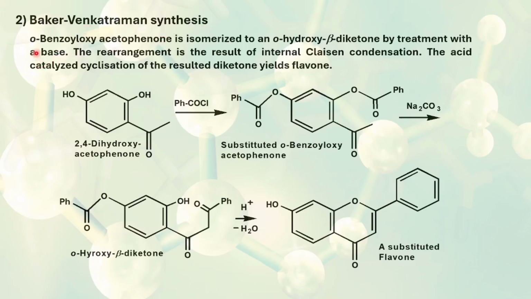Baker-Venkataraman synthesis. Orthobenzoyloxyacetophenone is isomerized to an orthohydroxy beta diketone by treatment with a base. Here, orthohydroxy beta diketone is formed. The rearrangement is the result of an internal Claisen condensation. Then the acid catalyzed cyclization of the resulting diketone yields flavone. Here are the diketones and the formation of flavone.